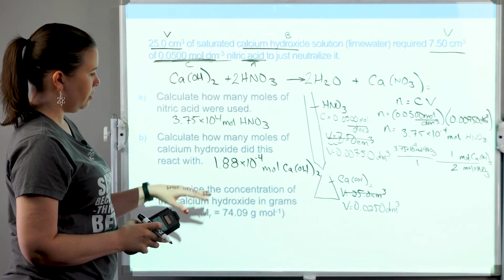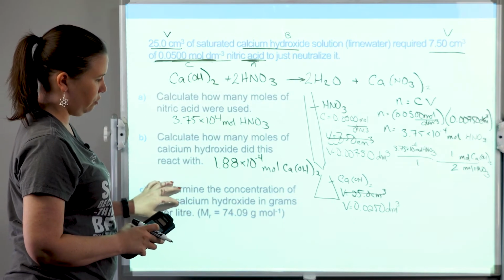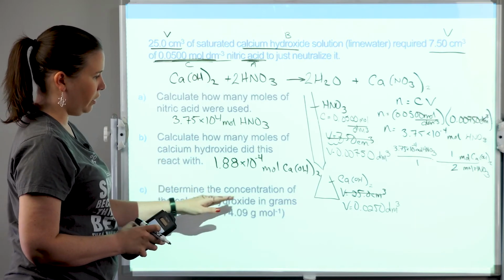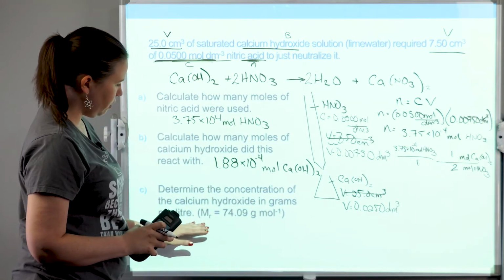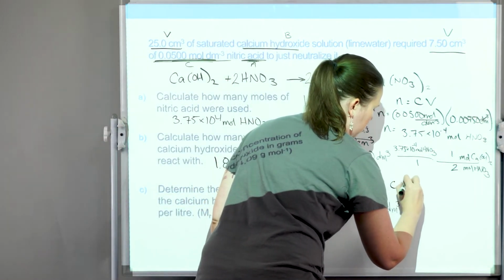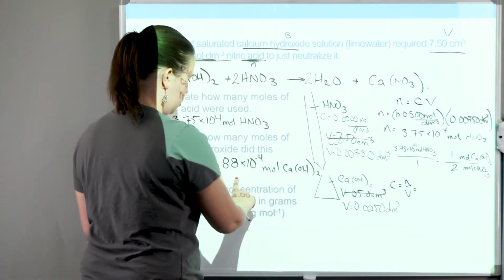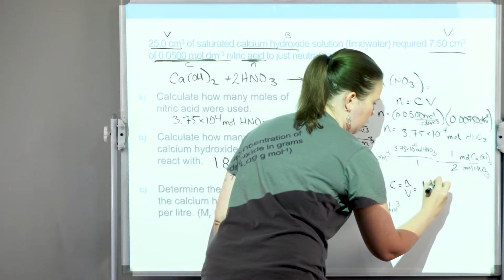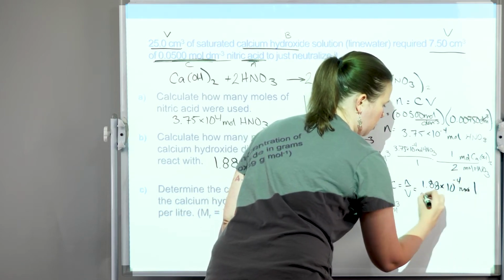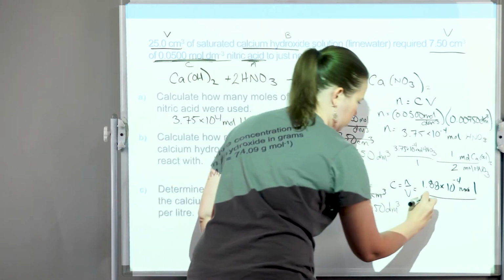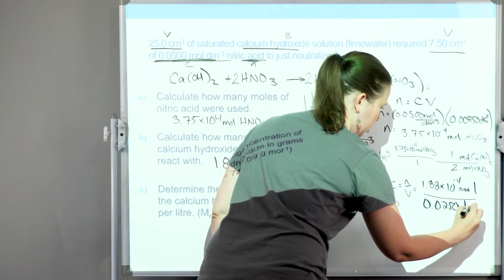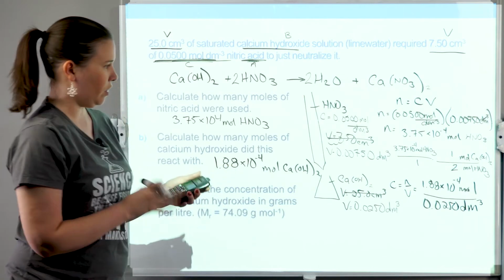All right, so now let's use this together to find the concentration of my calcium hydroxide. And it does ask for it in very specific units. So I'm going to find my moles per decimeter cubed and then figure out how to convert it into grams per liter. First, concentration is moles per volume. The moles that we just found was 1.88 times 10 to the negative fourth moles over the volume in decimeters cubed, 0.0250 decimeters cubed.